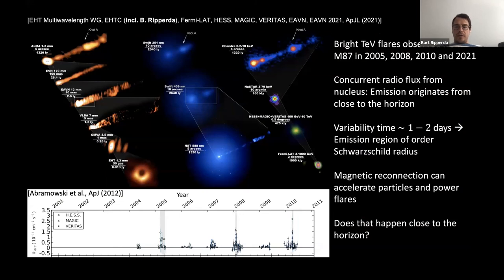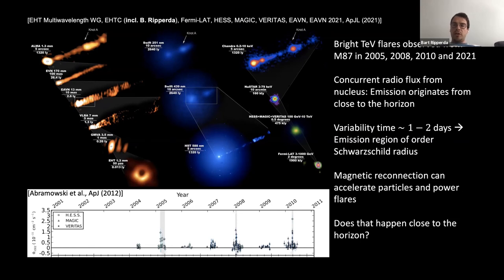Now, why is this relevant even beyond what the EHT observes? For example, from M87, we've seen flares in the TeV range, so gamma ray flares in 2005, 2008, and 2010, and most recently there was a telegram announcement of another TeV flare this year, and those flares were observed together with a radio flux from the nucleus.